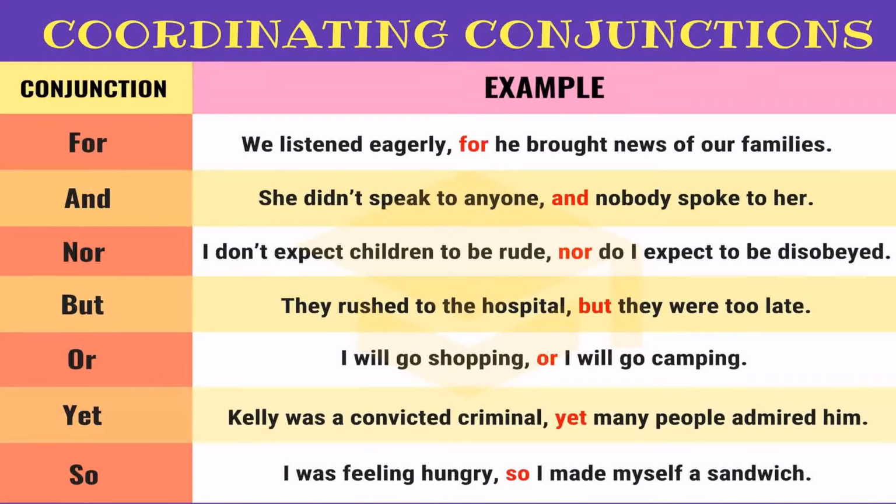We listen eagerly, comma, for he brought news of our families. Let me tell you one thing. When we use a coordinating conjunction and two independent clauses, there should be a comma. You must write a comma there. And you can see other examples yourself: for, and, nor, but, or, yet, so. So always keep in mind there are altogether 7 coordinating conjunctions in the English language.